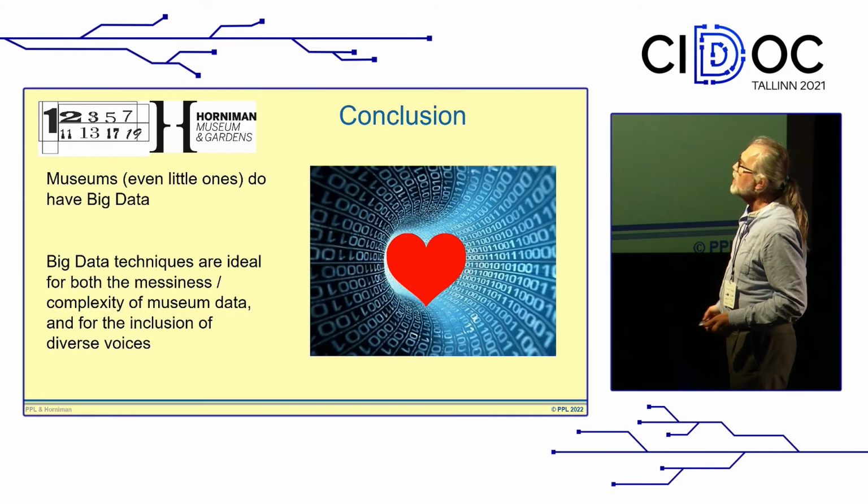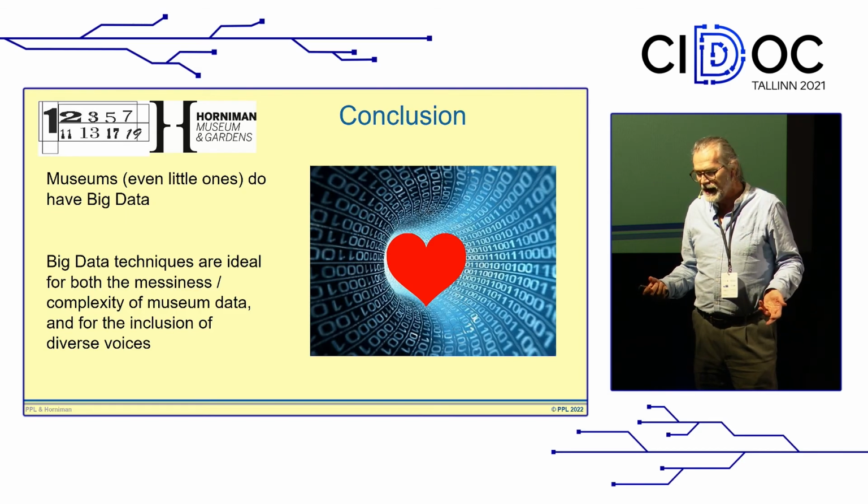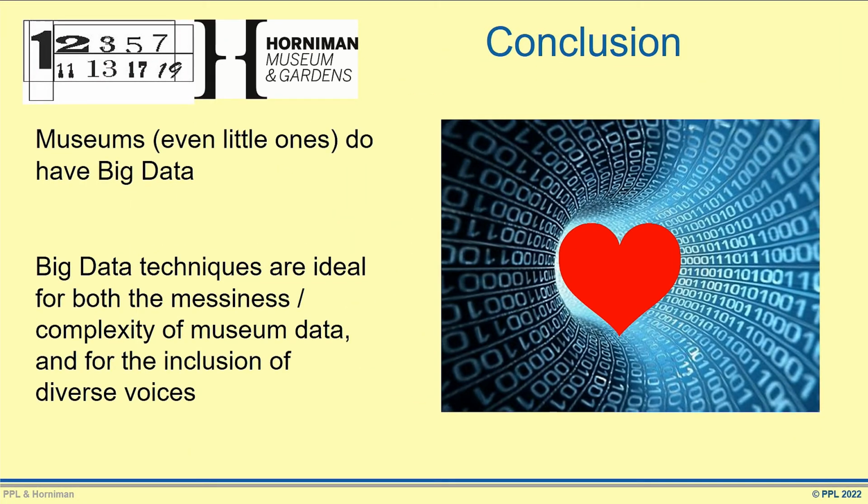But okay, I've gone into question time, but really the main point I'd like to make is that, as Steve was hinting at, museums do have big data, even if you're a little museum, because we've got the wide variety of museum, and that the techniques that big data opens the gateway to are really good for museums because of the messiness and complexity of museum data, and also because it gives the opportunity to include really diverse documents, but also diverse voices for the same reason. There.